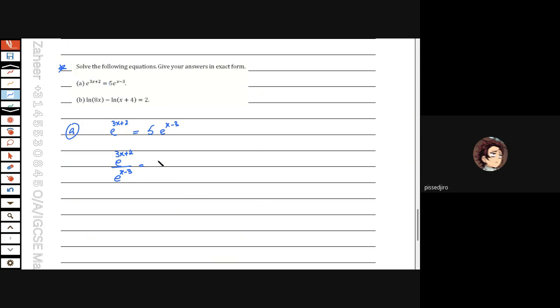Look at here, e raised to power x minus 3 is multiplying. So on the other side, it will be divide. Now they have the same bases, so we have to subtract the power. 3x minus x, it will be 2x. 2 minus minus, plus 2 plus 3, it will be 5. Bases are same, so we have to subtract the power, so it will be 5.